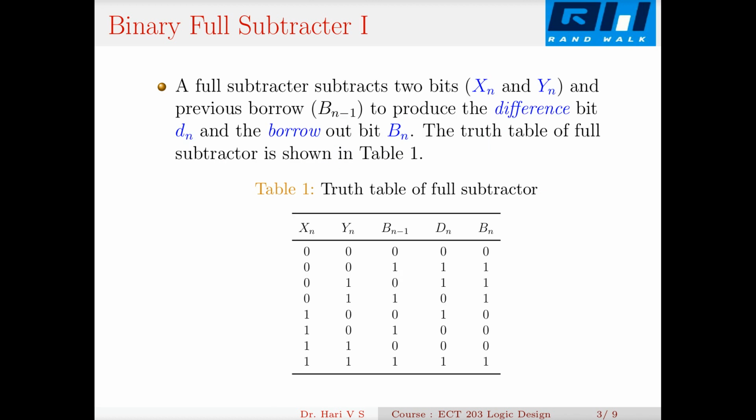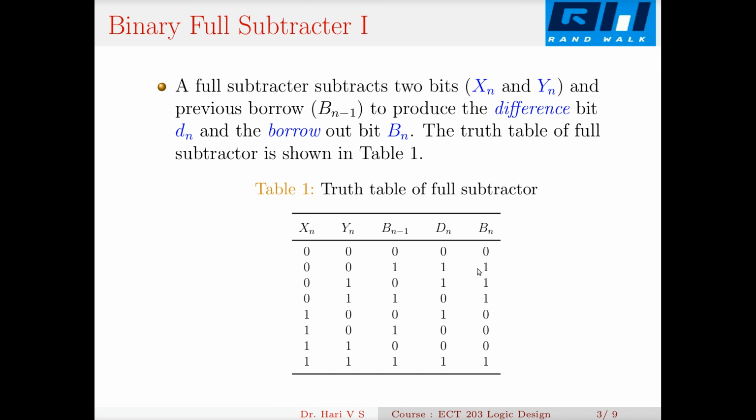Now I have to put these two values in the truth table. You can see by observation that this dn is the same as the sum in the case of a full adder, which is nothing but xn XOR yn XOR bn minus 1.